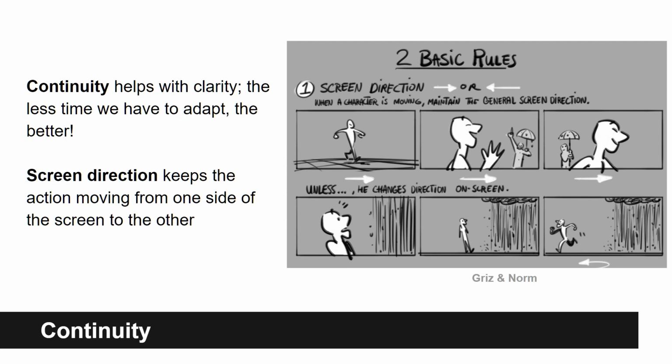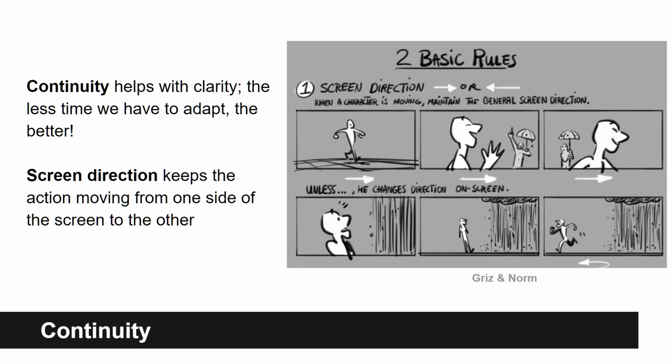So let's talk about continuity. Continuity refers to how our storyboards and our shots flow together from one to the next. The better that continuity is maintained or paid attention to, the clearer it is for the viewer as they watch. It's easier for them to follow along, they don't feel lost, and you're making a flow or a connection between your shots that's satisfying to follow.